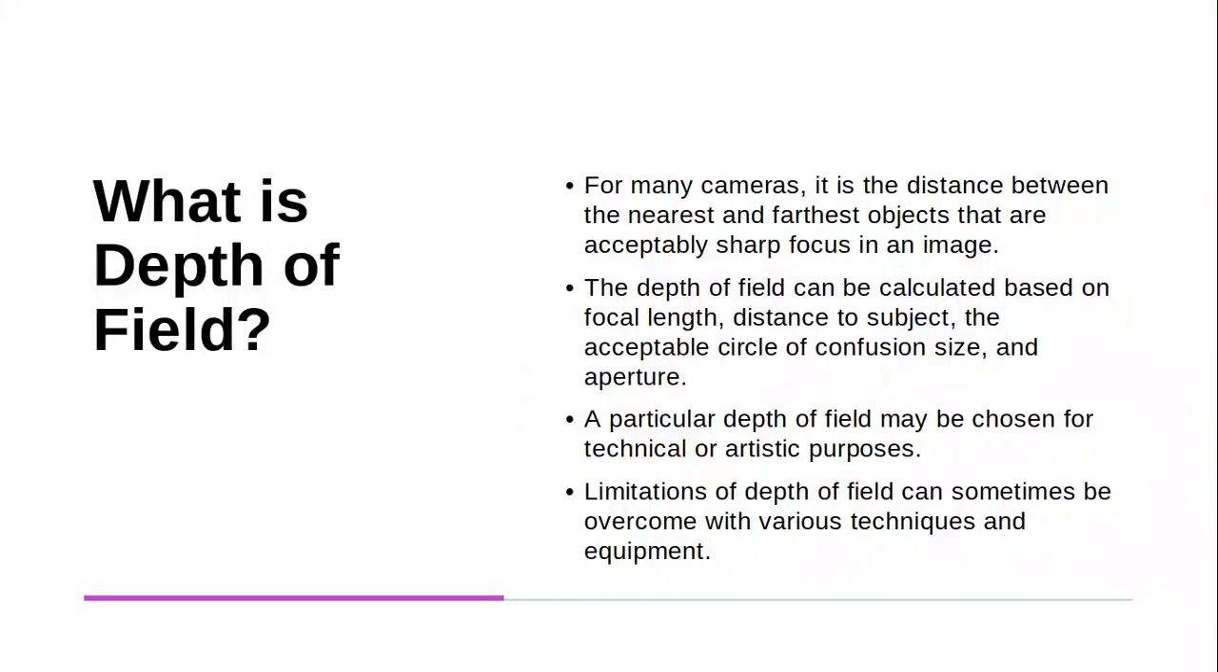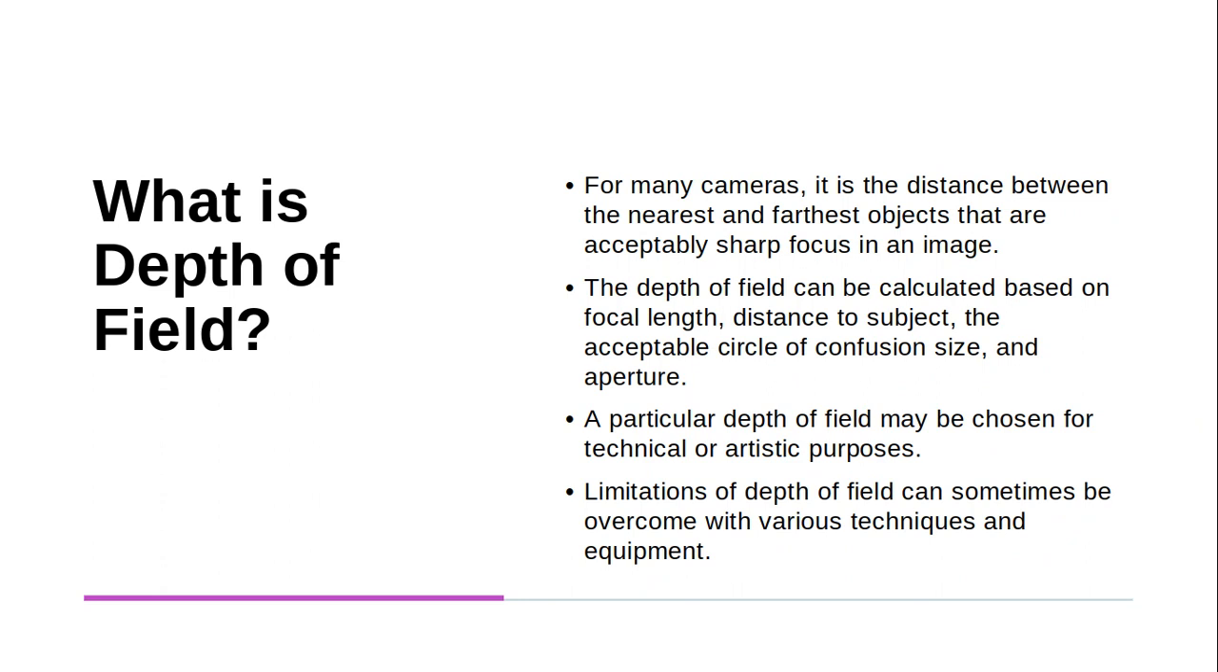So what is it? Basically, for many cameras, it's the distance between the nearest and farthest objects that are in acceptably sharp focus in an image. It's mostly about distance. That's what determines the depth of field most of the time, and how the image looks when you make adjustments to the image.